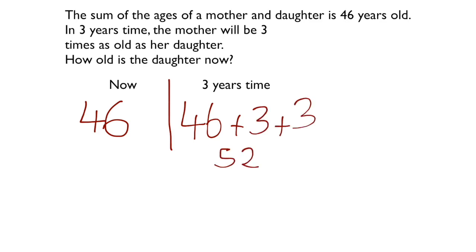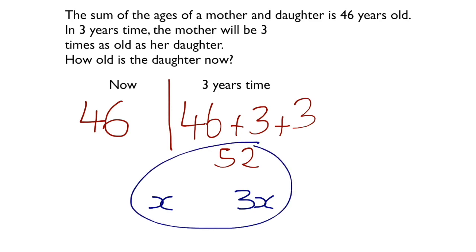Then we need to think about how we can compare the daughter and the mother together. The only way we can do this is to write an expression for both. I will give the daughter the letter x and the mother 3x, because she's 3 times as old. So now we have 2 expressions and a total, and that's a great way to make an equation.